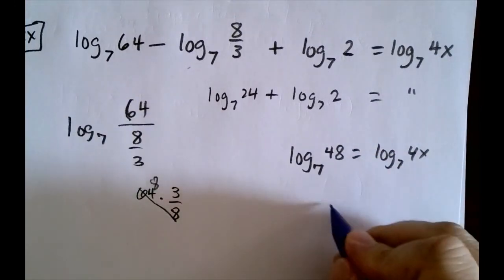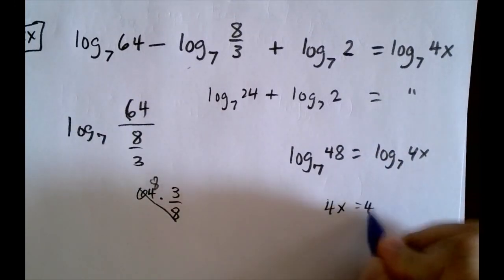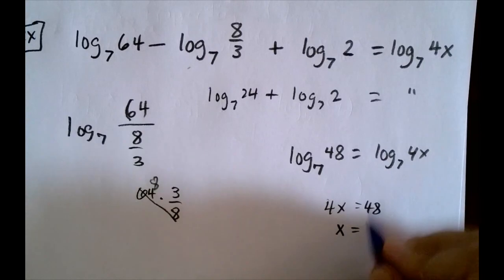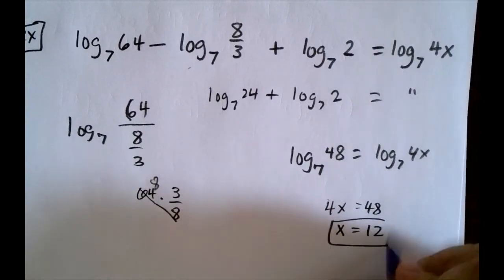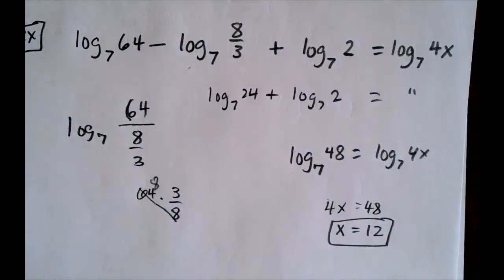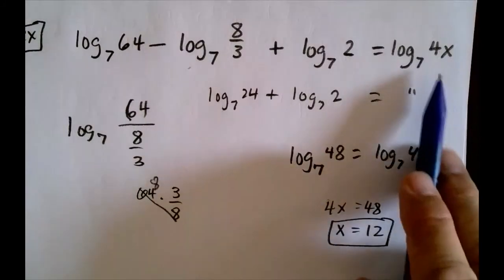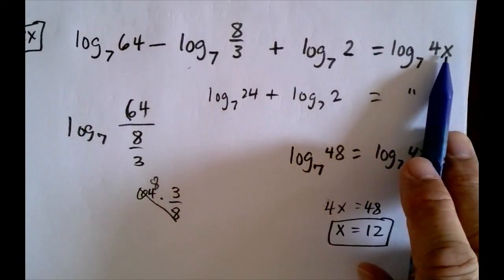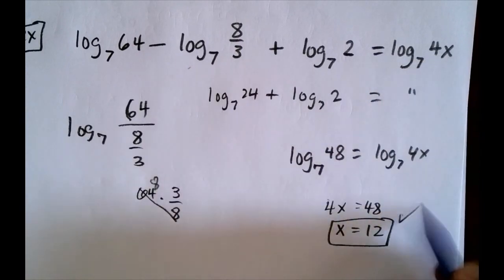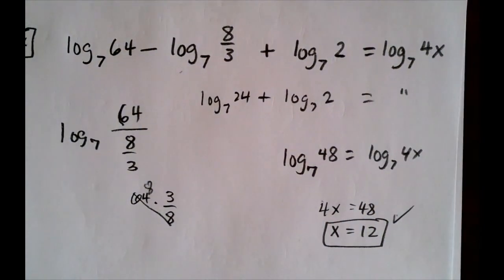Now we have the arguments equal to each other, and we get x equals 12. When 12 is substituted back in, it's only substituted back in right here. It's not going to give us an undefined situation with logarithms, so this checks as the final answer.